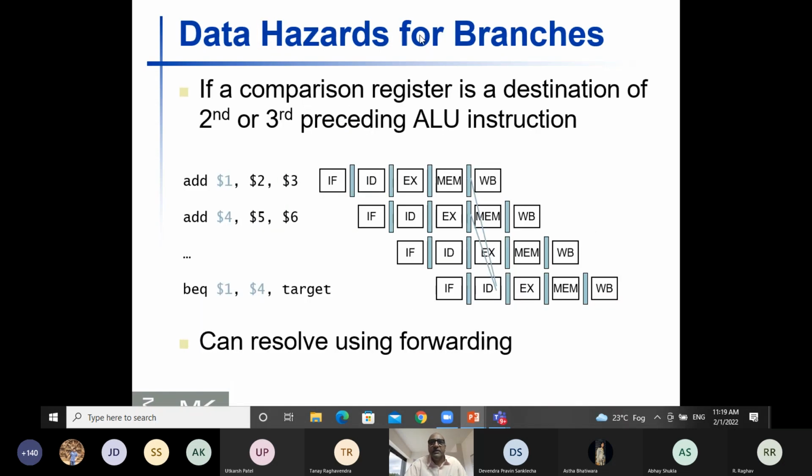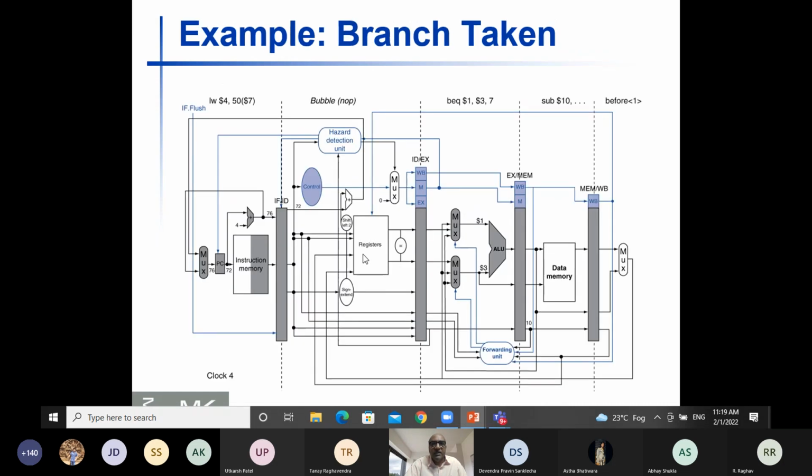In the case of branches, as I mentioned, you can place the circuitry in the second stage itself. The branch calculation, the branch target address and the decision will be done in the second stage. But if you make the decision at the second stage, hazards may happen again, because it requires the 2 register operands, and these may depend upon previous instructions. So data hazards may occur here.